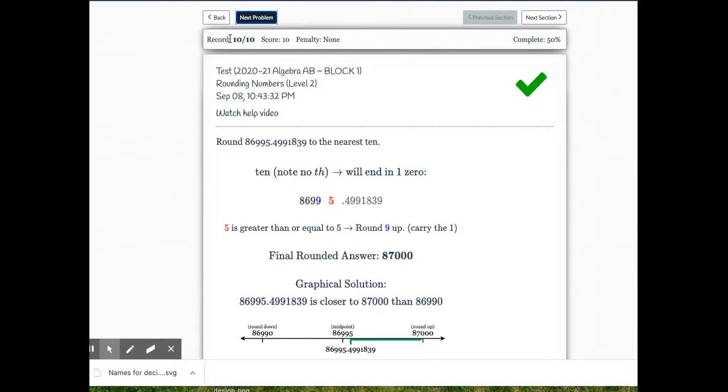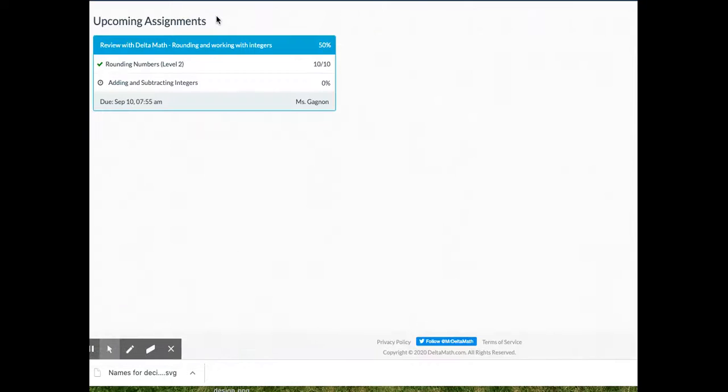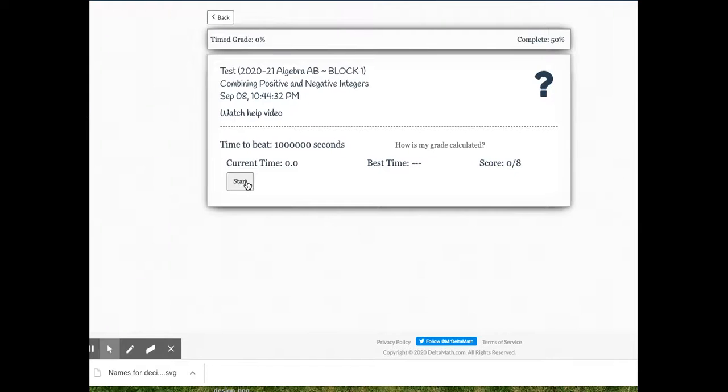Okay, whenever you notice that you have gotten your 10 out of 10, you can go back and choose the next exercise, adding and subtracting integers. This little clock, it's a timed exercise, but I don't really care how long it takes you. I put in something like 1,000,000 seconds that you can take. I just can't remove the clock. So hit start. And you do have to get 8 in a row, so be careful. Once you miss one, you have to go back and start counting to the beginning.